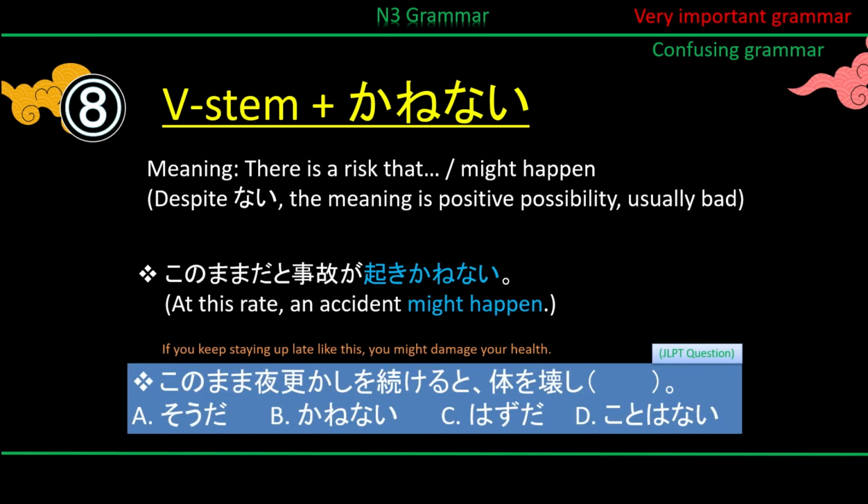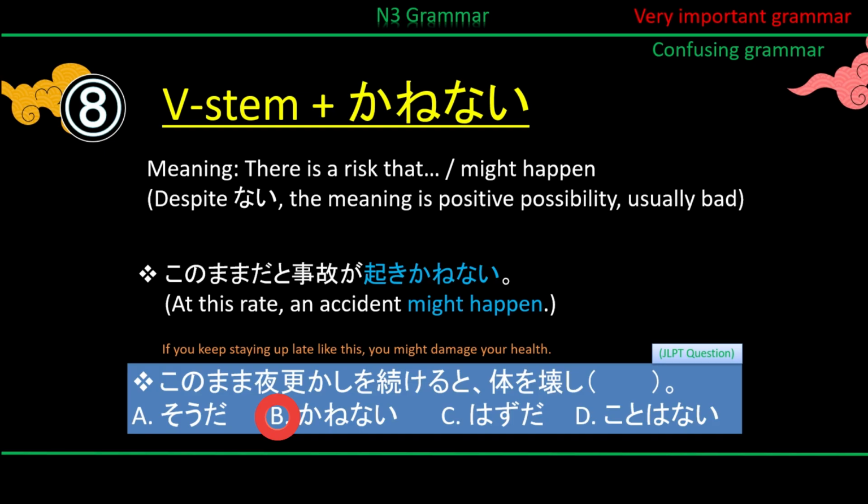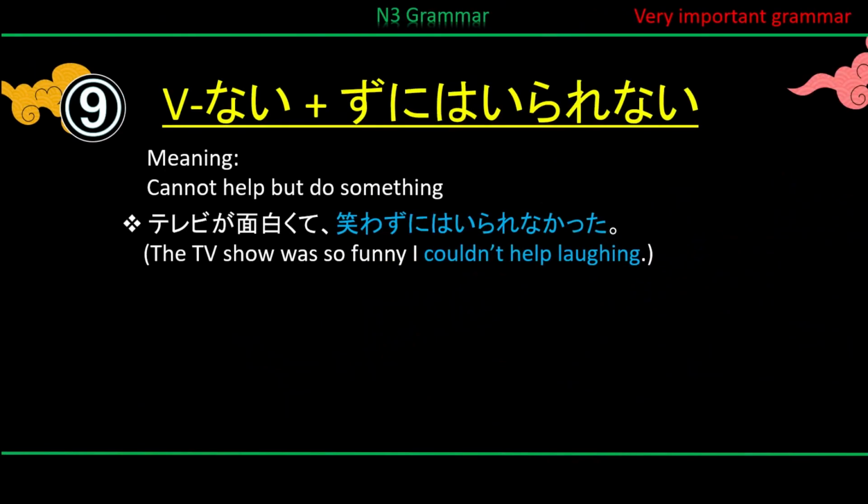Kono mama yofukashi o tsuzukeru to karada o kowasu... So which option do you think is correct? ...da, kane nai, hazu da, koto wa nai. The correct answer is B, kane nai. Why? Because the sentence is warning that if you continue staying up late, there is a real risk that your health may get damaged. Now let's move on to the second last grammar pattern.